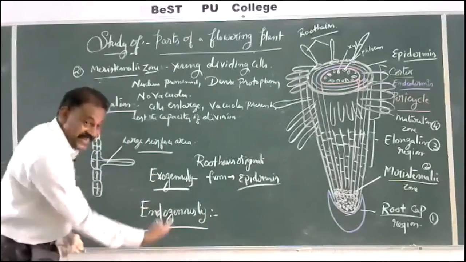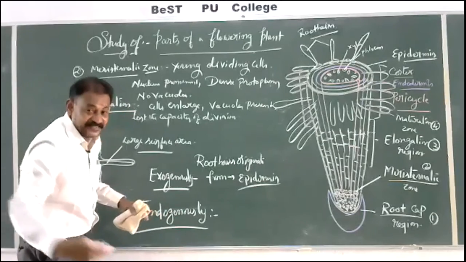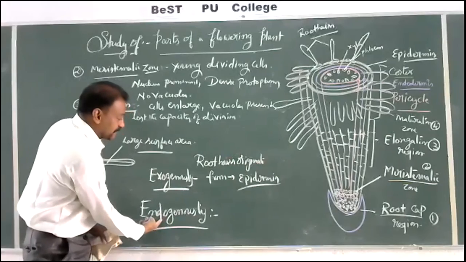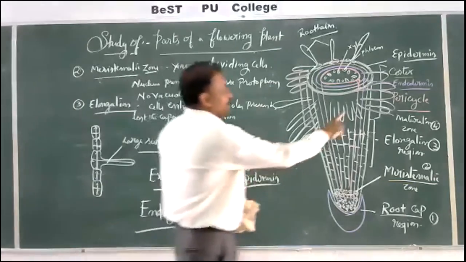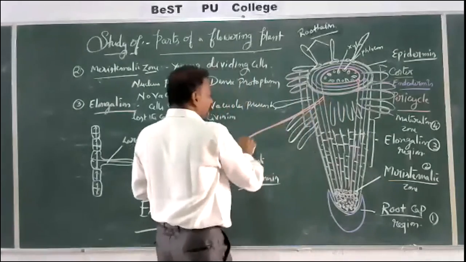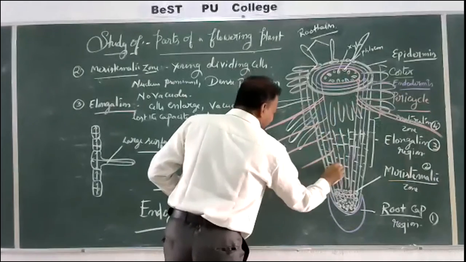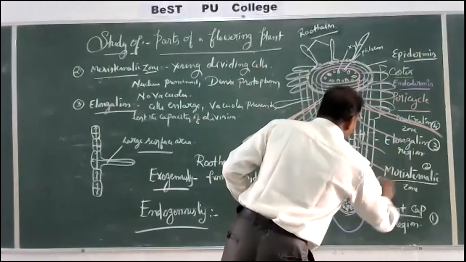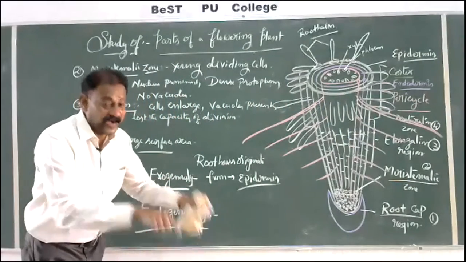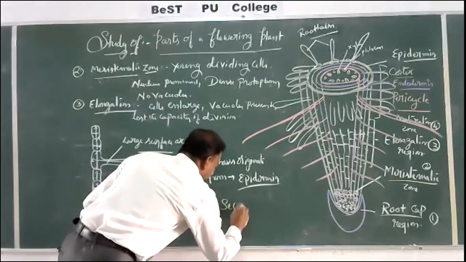Endo means inside. Most important concept, my dear students. Endogenously means secondary roots or lateral roots are developed from the inner parts. What is that inner part? Pericycle. From the pericycle, secondary roots are going to develop. So the concept of exogenous and endogenous refers to the origin of root hairs and secondary roots.